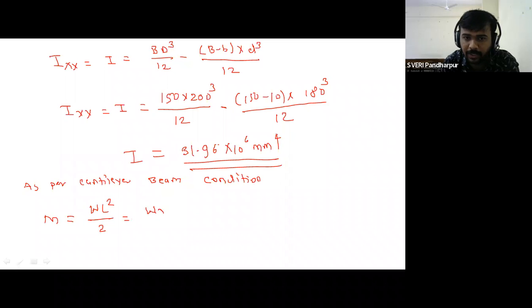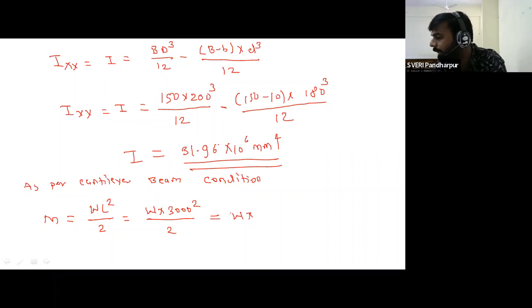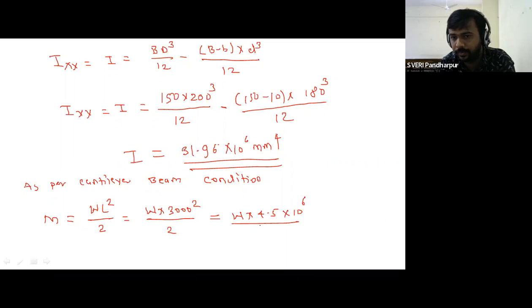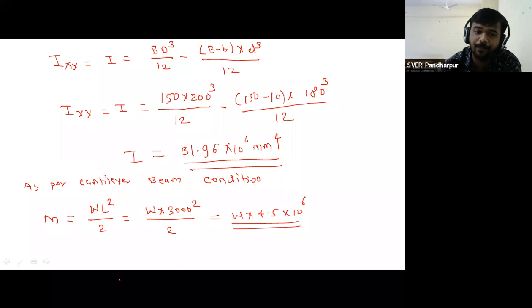So W we have to calculate. What is the length? 3000 square divided by 2. Tell me the value of M in the form of W. That is W into 3000 square divided by 2. How much does it come? 4.5 into 10 raised to 6. So this is the moment in the form of W, as per the cantilever beam condition, cantilever beam subjected to the UDL on entire span. For that condition we have the formula WL square divided by 2. W keep as it is. Put all the values and find the M in the form of W.